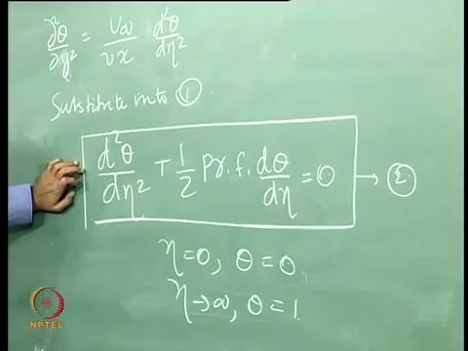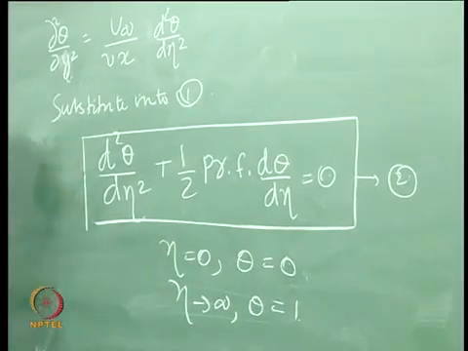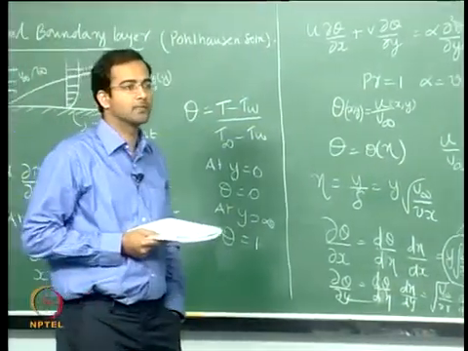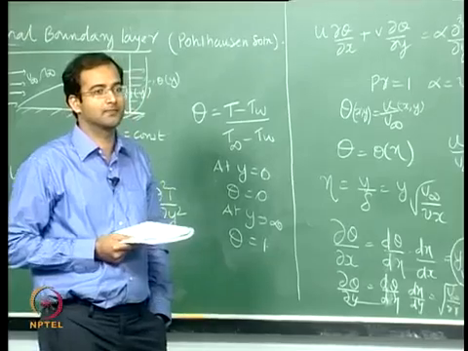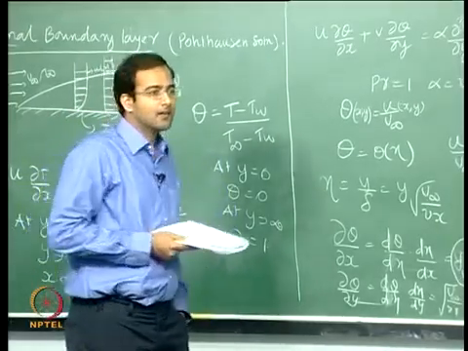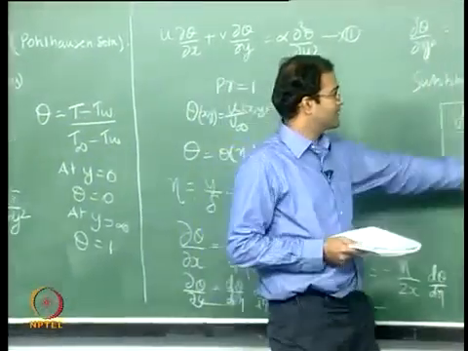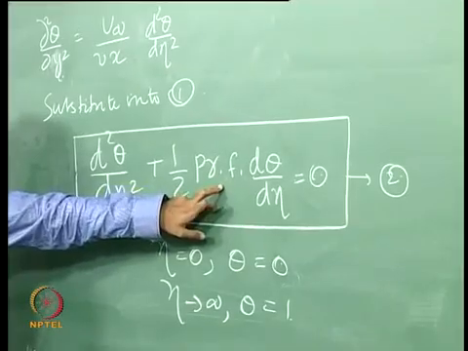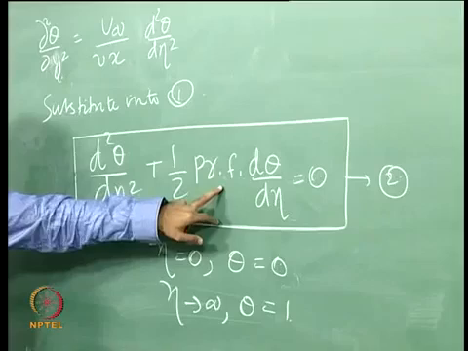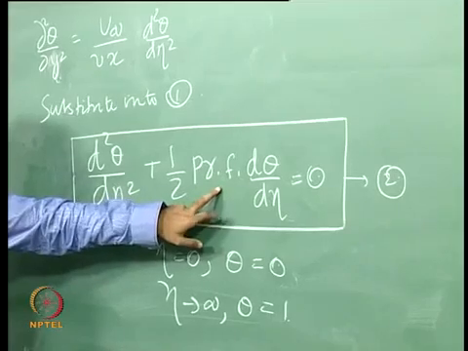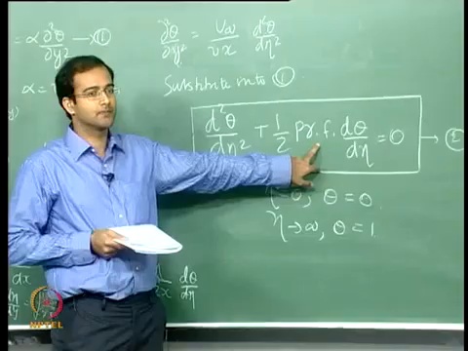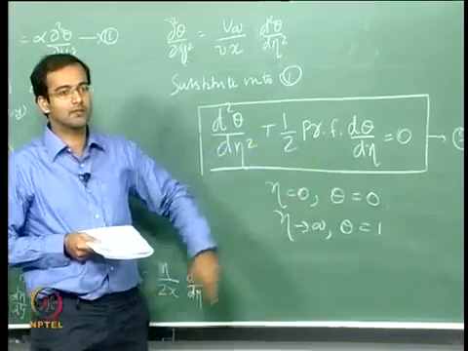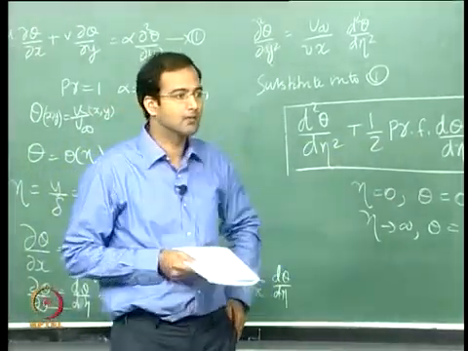Is it linear or non-linear? Non-linear, why? Linear, why? Your f is a function of eta, so it's not completely non-linear, it's not linear also, it's quasi-linear. Your f is still a function of eta. Of course you don't have a theta term here, but it's still a function of eta, so this is a quasi-linear ODE.